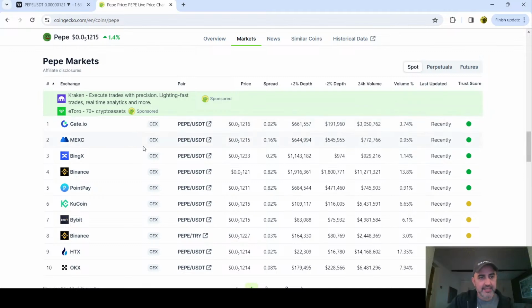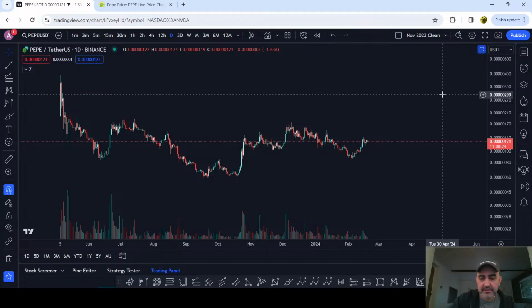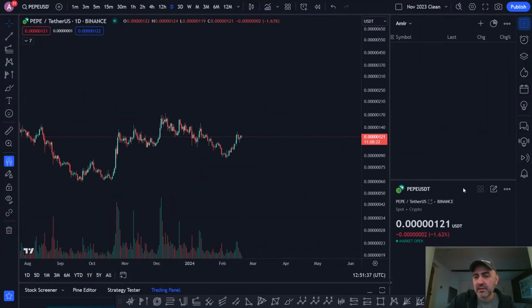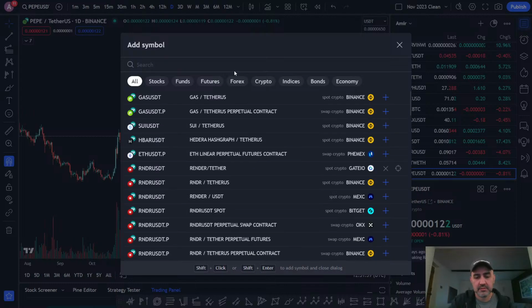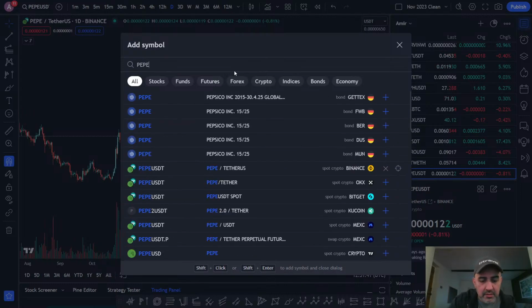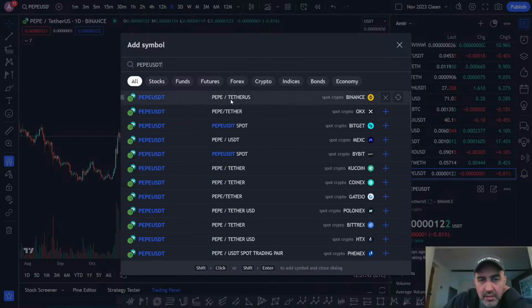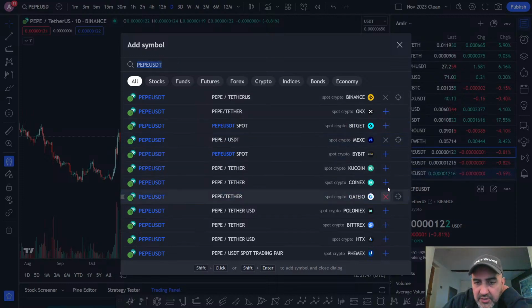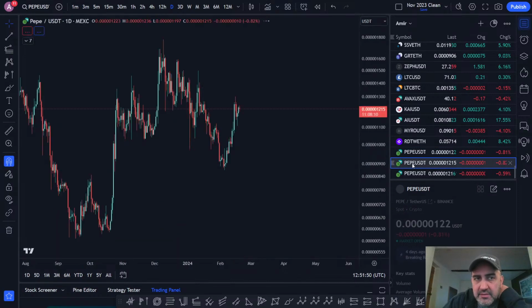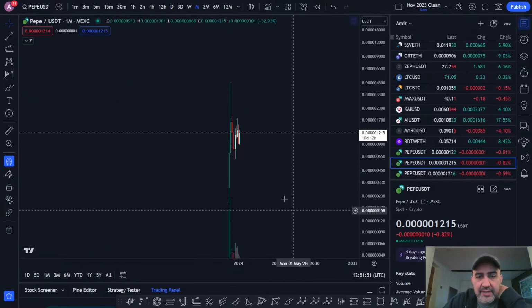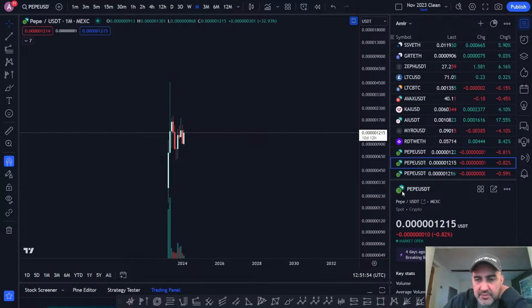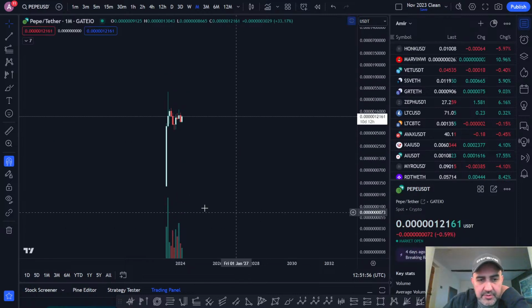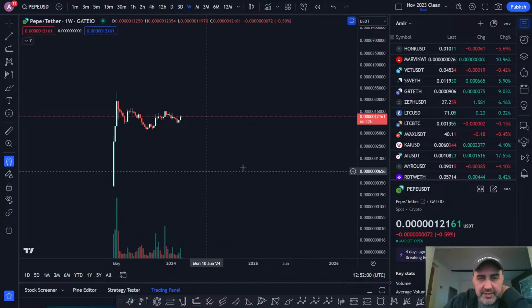I'll have a look at Gate and MEXC as well. Let's see if it's on Gate and MEXC. There's MEXC. There's Gate. They usually list coins first. I'll see if I can find April. Is that April? Oh, there you go. Look at that.